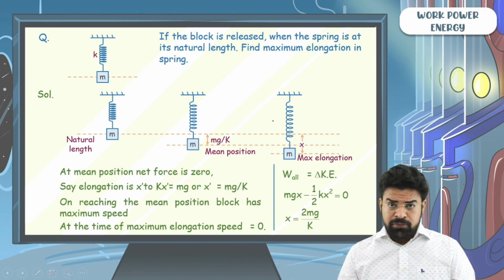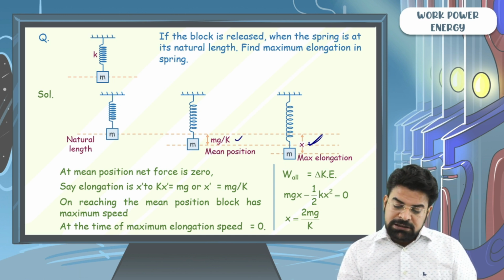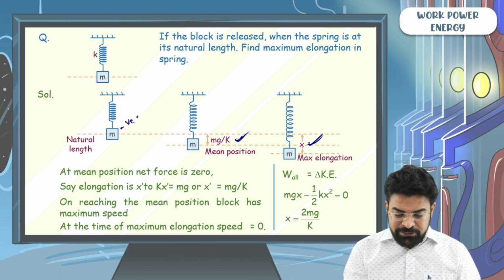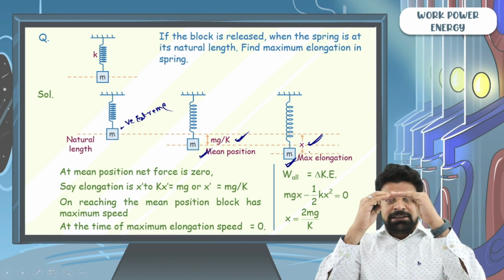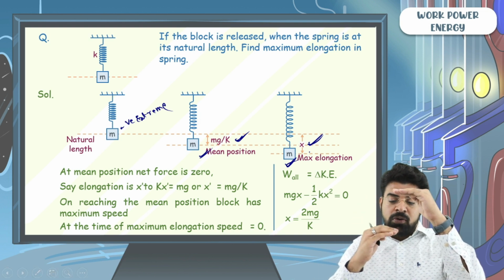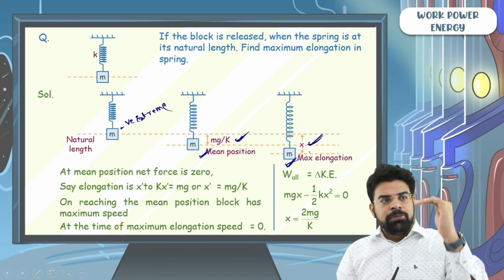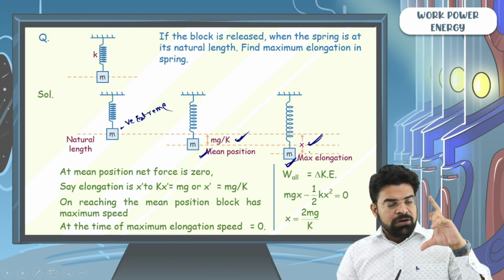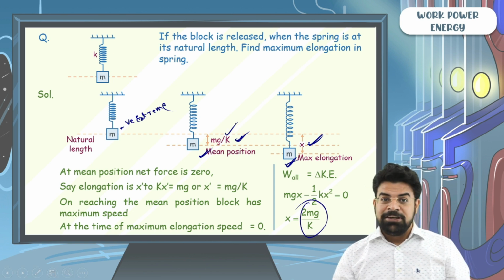So notice that the maximum deformation comes out to be double the distance traveled till the mean. And isn't it obvious? This is the negative extreme. This is the mean. This is the positive extreme. So if the block moves a distance a from negative extreme to mean, it will further go a distance a from mean to the positive extreme. So the total distance traveled should be double the distance traveled to reach the mean, right?